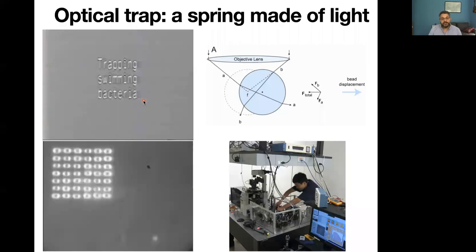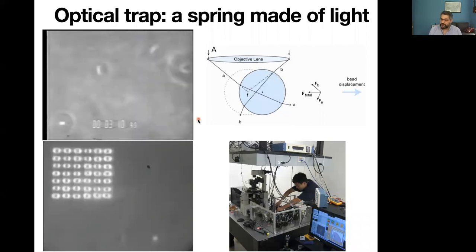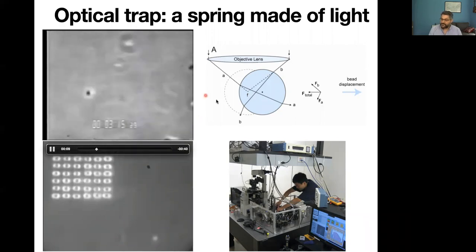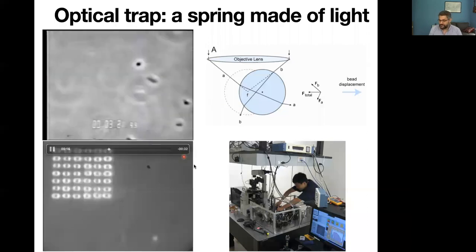So here I want to show you a couple movies for fun. This first one is of swimming E. coli, and I'm going to turn a laser beam onto one of them right about now. And you can see that that guy is trapped. And then I move the laser beam. And of course, the E. coli comes with me wherever I go inside my laser beam.